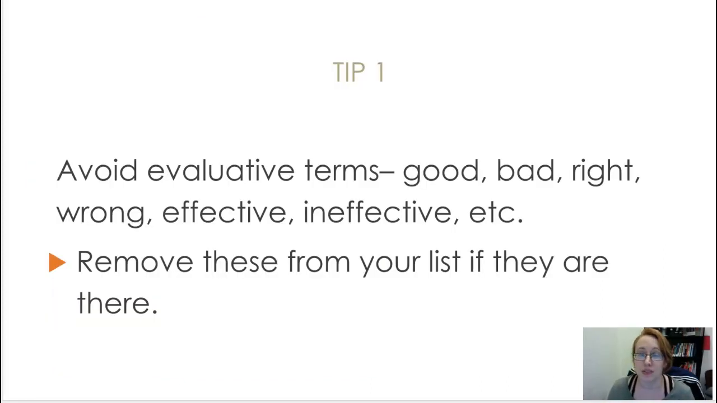Okay, tip 1 I've already said, but I'm going to remind you and have you go back and remove these things from your list if they're there right now. Any evaluative terms. Look back at what you have for things like good, bad, right, wrong, effective, ineffective, positive, negative, for, against. What it's going to end up doing is limiting what you're able to find, especially early in the process when you're just getting started. So if you have any of those on your list, take a second and delete those from your list.